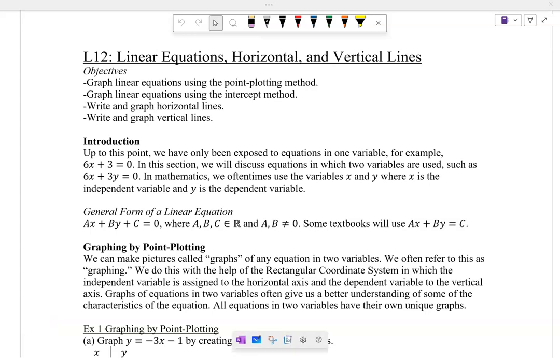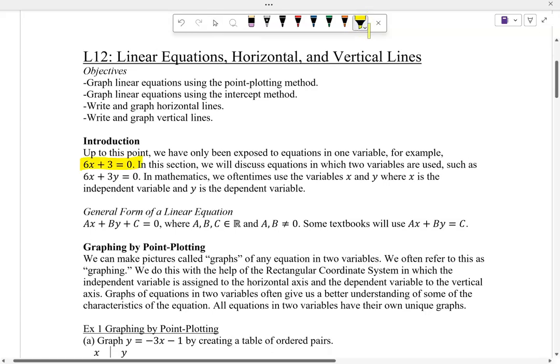So up to this point, we've done single variable equations like 6x plus 3 equals 0. Now we're going to do two variables, x and y, or usually an x and a y we like to use. So this is the general form of a linear equation, ax plus by plus c equals 0. A, b, c are just real numbers, and a and b can't be 0, okay?